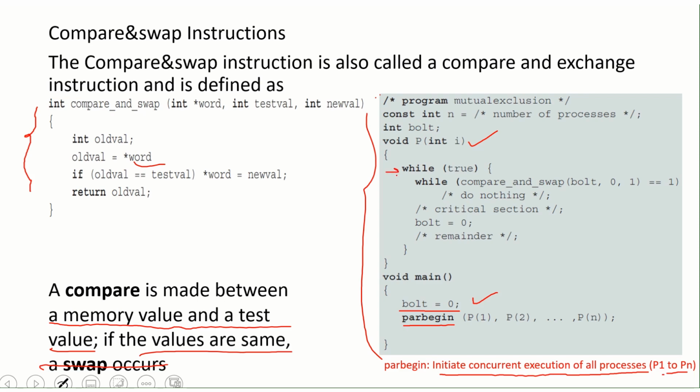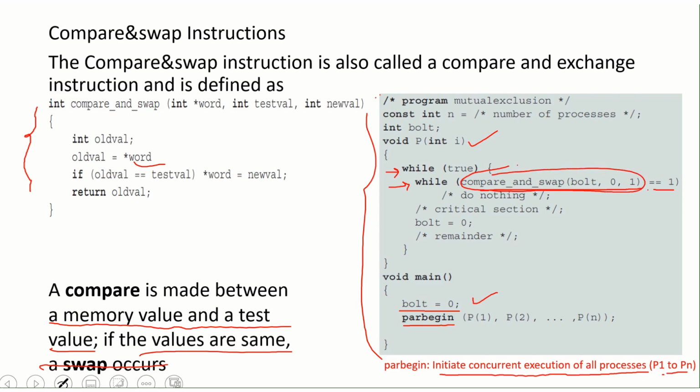This is a while true, which will always be true. And now see here, this is a while condition. What is the condition here? We are calling a function compare and swap, bolt comma 0 comma 1, equal to 1. So we are checking whether this function returns the value equal to 1 or not.